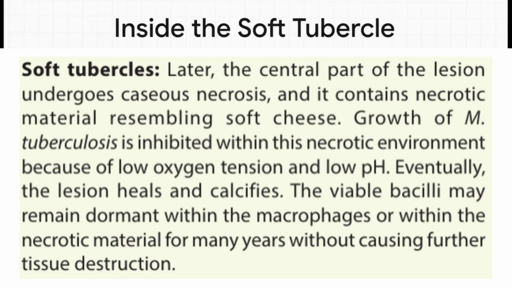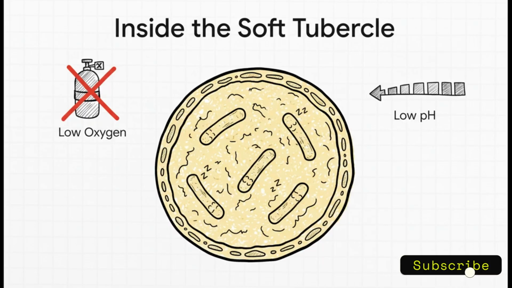Now, this cheesy necrotic center is a really nasty place to live. There's very little oxygen, the pH is low, it's a totally hostile environment. And since TB bacteria need oxygen to grow, this basically puts them to sleep. And that's the key. The bacilli aren't dead, they're just dormant, lying in wait. A fragile truce is called. This is the basis of latent TB, and these bacteria can stay dormant for years, even decades.